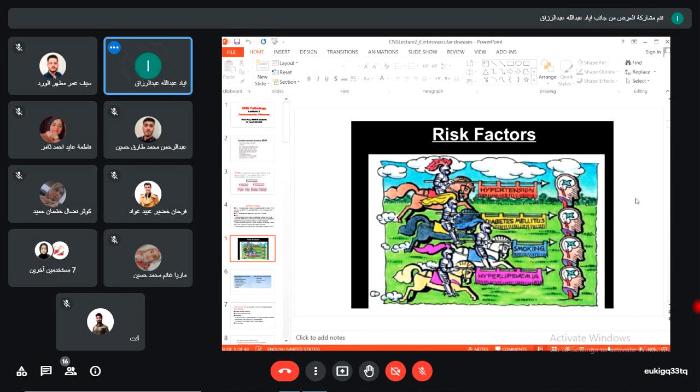Can you hear me, students? Yes, that's right. Which disease has the same risk factors? Doctor, atherosclerosis, maybe? Yes, atherosclerosis and ischemic heart diseases in general. Isn't that right?